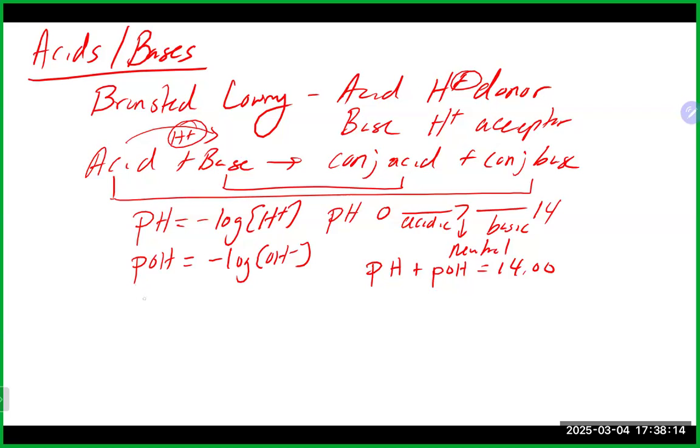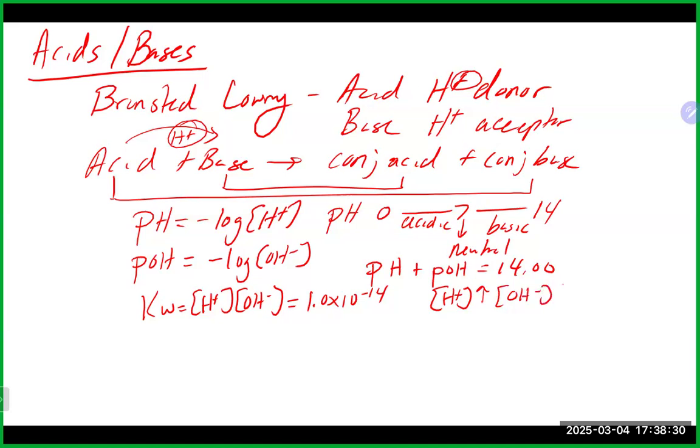We also have obviously our original, Kw, which is our H plus concentration times our OH minus concentration equals 1 times 10 to the minus 14. Remember again that the H plus concentration and the OH minus concentration go opposite of each other. So as one goes up, the other goes down, and vice versa.